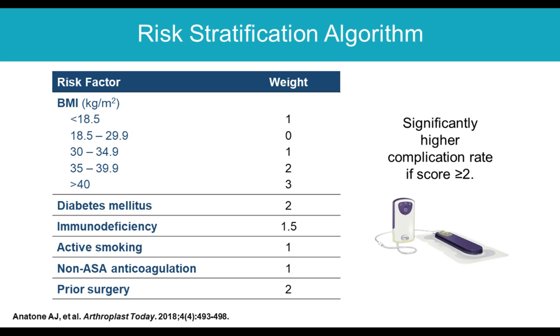And we were able to construct a risk stratification algorithm where patients were assigned different points based on their various risk factors. And what we found in our historical study was that when the patients had a risk score of greater than or equal to 2, using this algorithm, they had a significantly higher rate of wound complications.